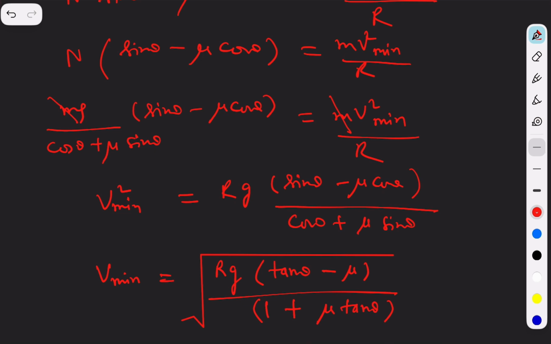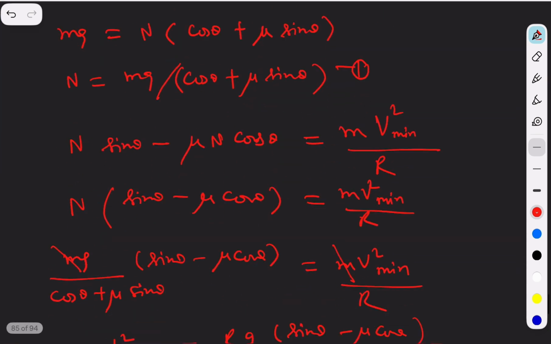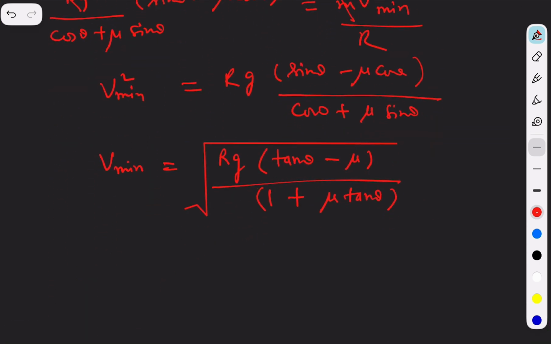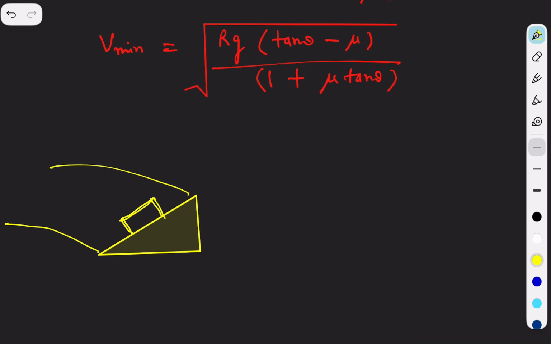Now if you have understood this idea, fine; if you haven't understood any part, you can rewatch it. Now in a similar fashion we can talk about the maximum velocity case. I'll redraw here so that I can explain with clarity. Let's say this is our car, and this is the track that it is going to follow, with the radius r.